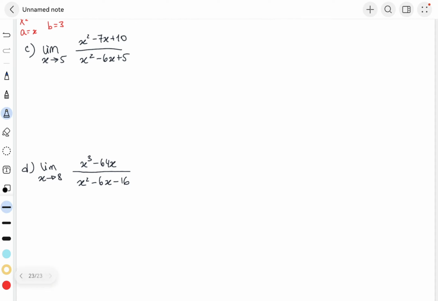Now, doing that one, same thing. If you replace, you'll have 25 minus 7 into 5 plus 10 over 25 minus 6 into 5 plus 5, which will result in a 0 over 0. It means we need to factorize. So limit as x tends to 5.